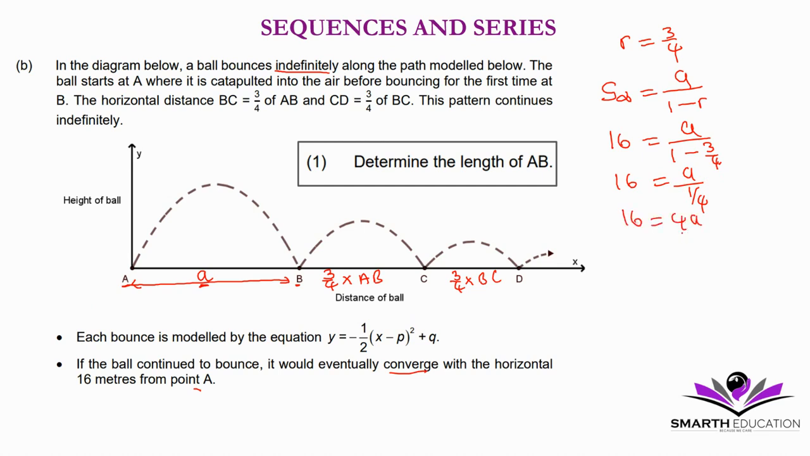Then we divide both sides by 4. 4 is equal to A. Therefore, AB is equal to 4 meters.